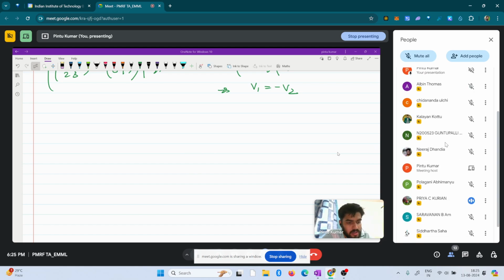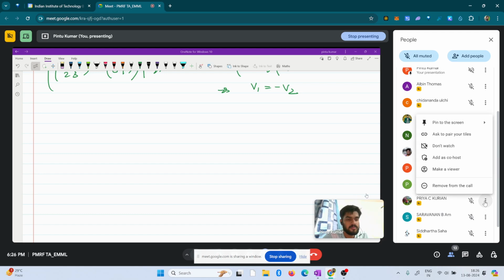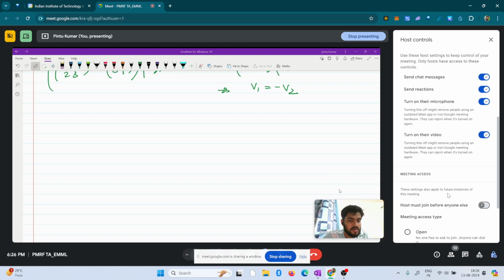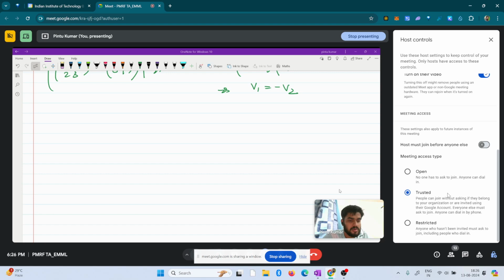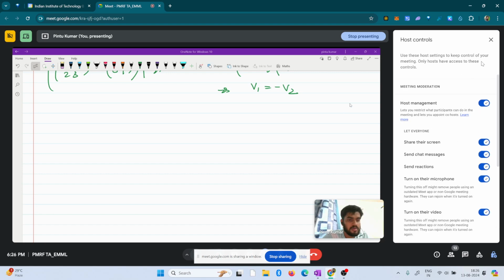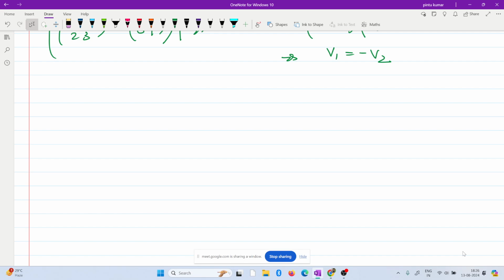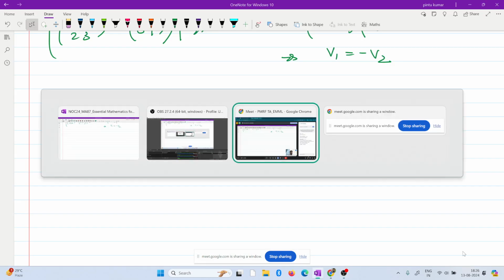This is for eigenvalue decomposition. Probably I'll answer Kalyan's question first because I'm not able to hear you. If possible, you can please type it in the chat box.